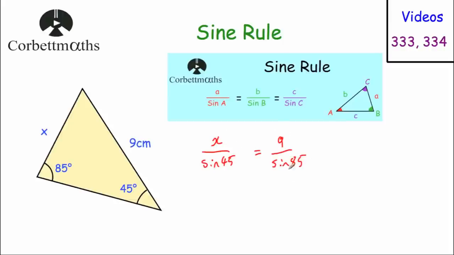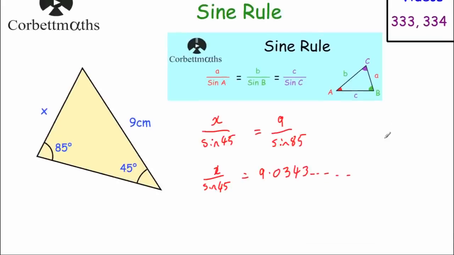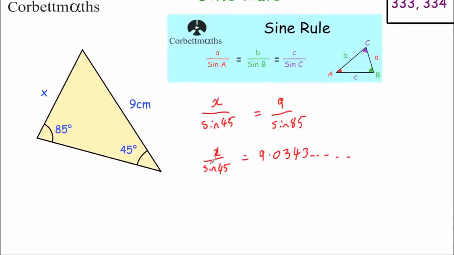So if I do 9 divided by sine 85 in my calculator, that gives me x over sine 45 will be equal to 9.0343 and so on. I keep that on my calculator display. I'm just going to write it on the page like this. Now, I want to find what x is, so I don't want this sine 45 on the denominator. So if I want to get x on its own, I want to get rid of the divide by sine 45. So I'm going to multiply both sides by sine 45.